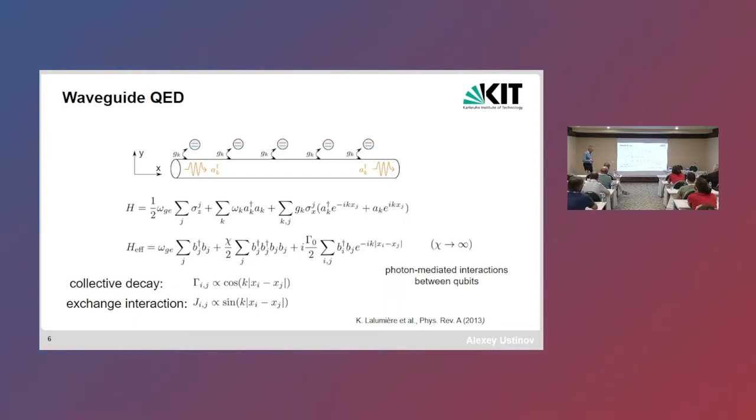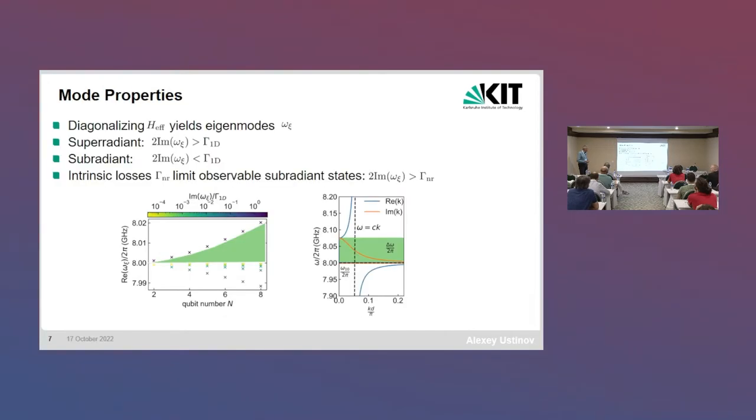And so far, experiments have been done with two and three qubits. And here we thought about going to a more extended system and seeing what actually happens. So the diagonalization of the Hamiltonian in the one photon manifold gives the eigenmodes, eigenfrequencies, and there are of course modes which are characterized by superradiant behavior and modes which are characterized by subradiant behavior. And I will probably not discuss details because we will come to this picture a little later.